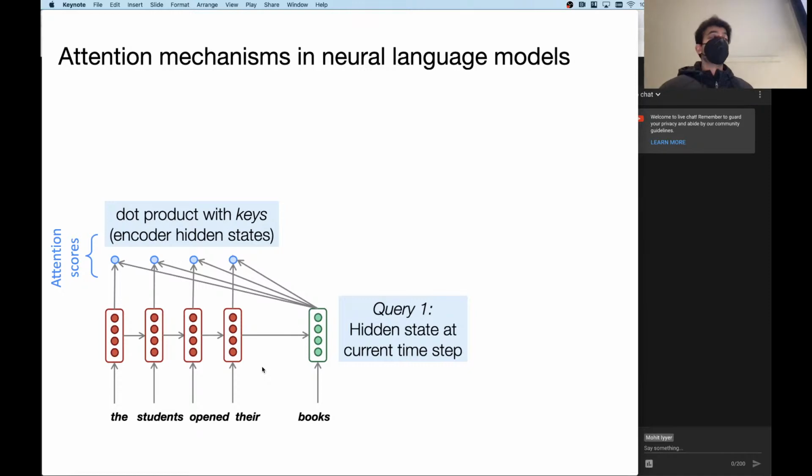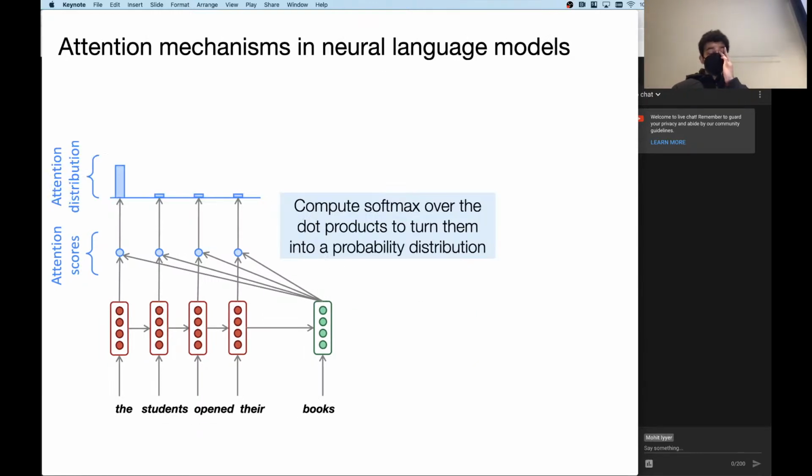So one easy way to get these scores, so we want some scalar scores, is to just take the dot product between this query vector and all 4 of these key vectors, right? So we get these 4 numbers. These are called the attention scores. But these numbers could be negative. They could have a big range and so on.